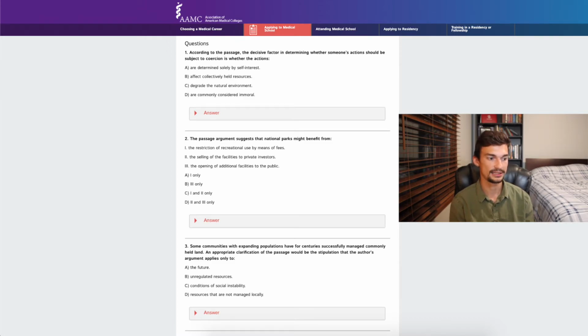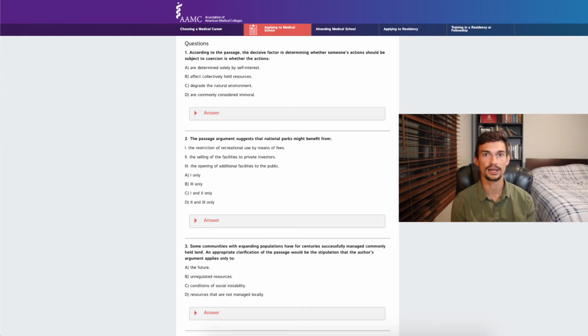Question 2 says the passage argument suggests that national parks might benefit from. This is a case where you want to put yourself in the author's shoes and then extrapolate that opinion of the author into a new context. So you're going to pick the Roman numeral that appears exactly twice. It looks like all Roman numerals appear exactly twice, so we'll just start at Roman numeral 1. Roman numeral 1 says the restriction of recreational use by means of fees. If you think back to the passage, this could be an example of that coercion.